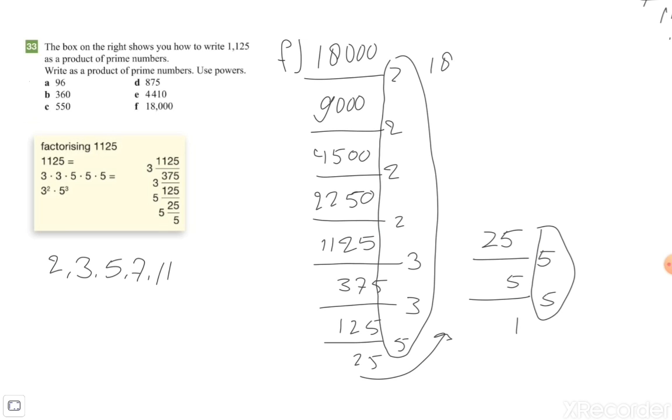So 18,000 is exactly the same as 2 to the power of 4 times 3 to the power of 2, or 3 squared, and times 5 to the power of 3. Oh, sorry, that needs to be a 3. And those are the answers from exercise 33. Good luck with the rest of the exercises.